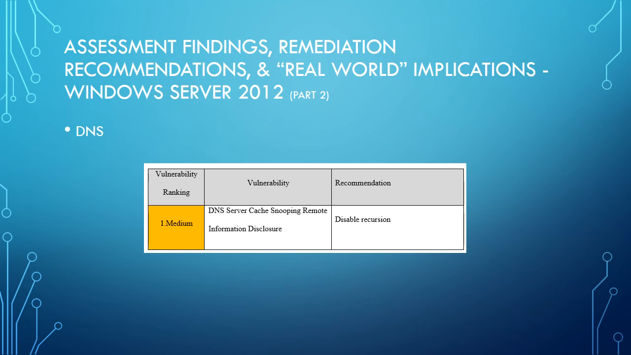And then for DNS, there was one medium issue. The server's enabled for cache snooping, remote information disclosure. This is recursion information. So basically, if a request comes in that doesn't disable remote cache or remote recursion, people are able to see how often or when the most recent download of a particular website was from the DNS directory.